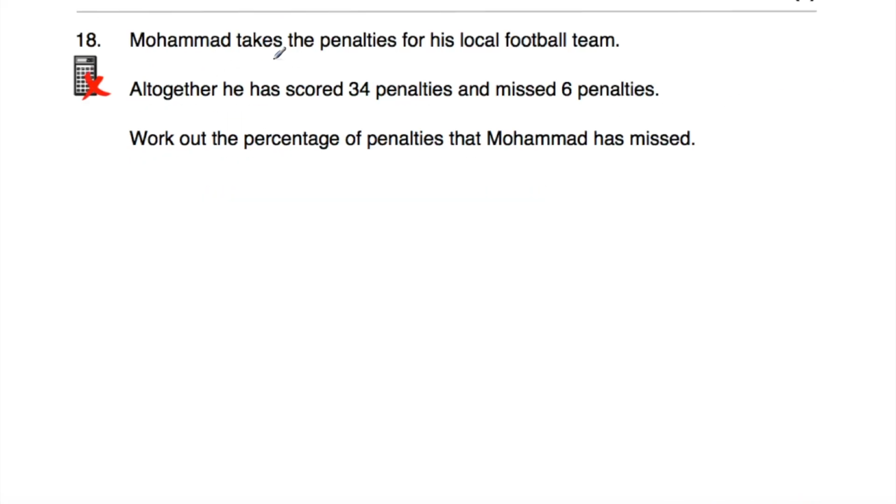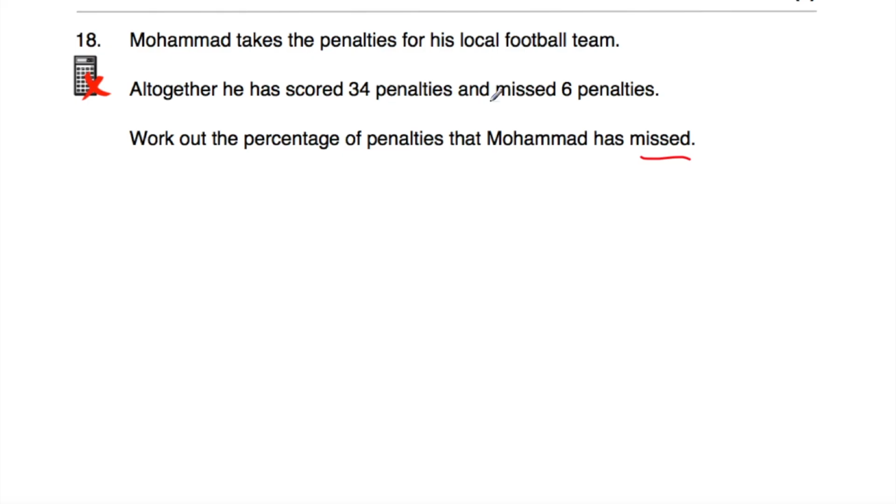Okay, let's look at our next question, number 18. Question number 18 says, Mohammed takes penalties for his local football team. So he's got a local football team and he's the penalty taker. And altogether, he's scored 34 penalties and he's missed 6 penalties. And the question says, work out the percentage of penalties that Mohammed has missed. So we're interested in the percentage of penalties that he's missed.